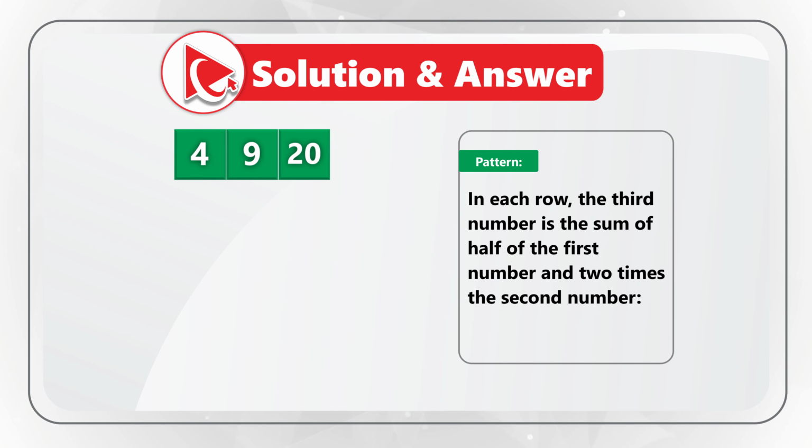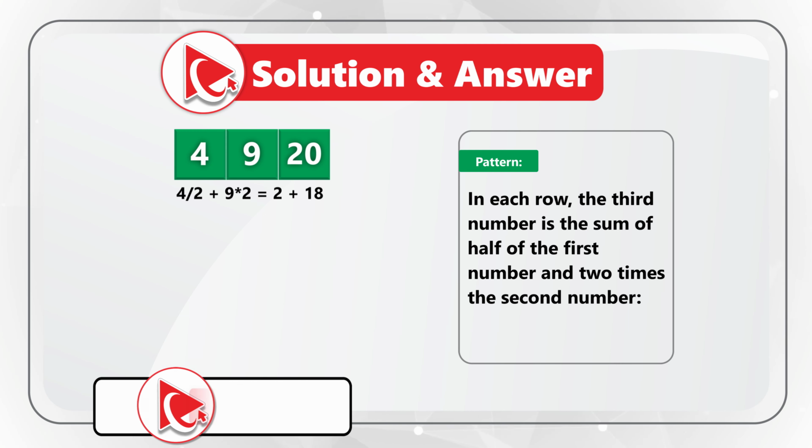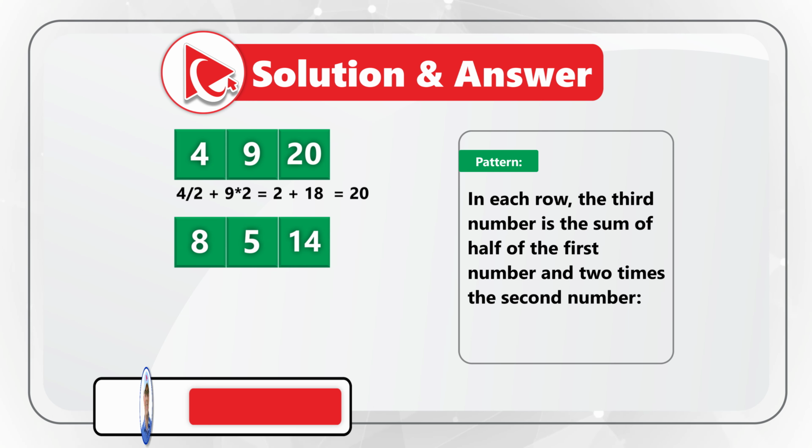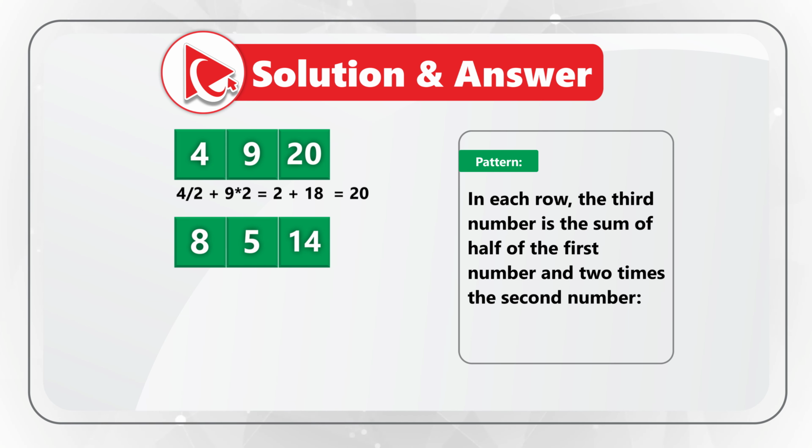The first row has numbers 4, 9, and 20. 4 divided by 2 plus 9 multiplied by 2 equals 2 plus 18 and equals 20, which is exactly the number in the third column. Second row contains numbers 8, 5, and 14. 8 divided by 2 plus 5 multiplied by 2 equals 4 plus 10 and equals 14.